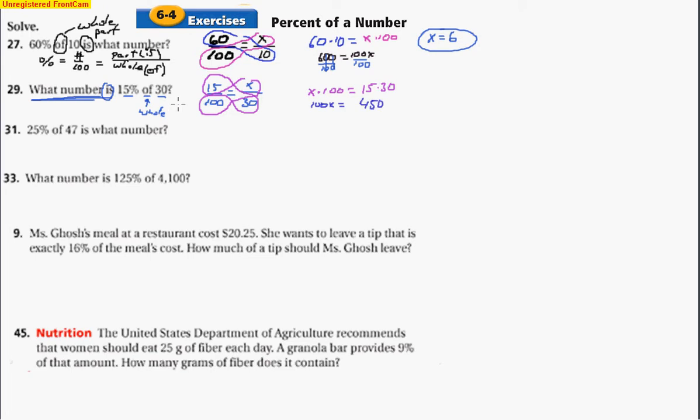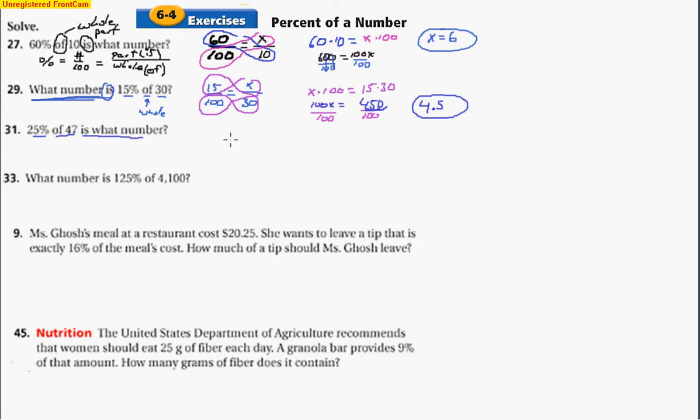The great thing about dividing by 100 or 10 or 1,000 or any base 10 number is that the decimal point just moves over 2 spaces. So it moves that decimal back 2 spaces, and that just gives us 4.5. So there's our number. Next, 25% of 47 is what number?